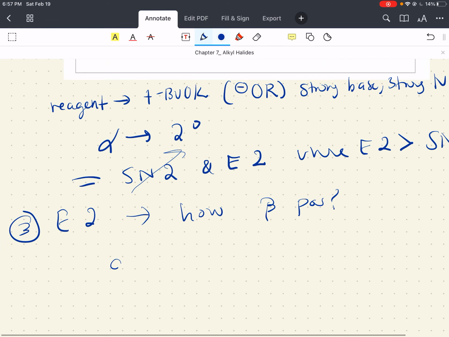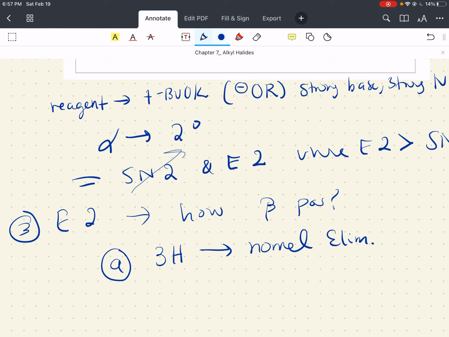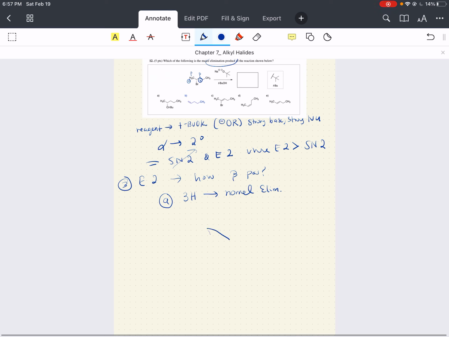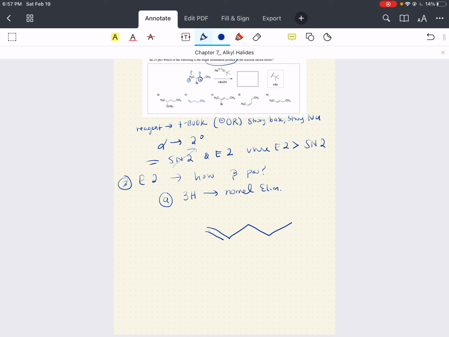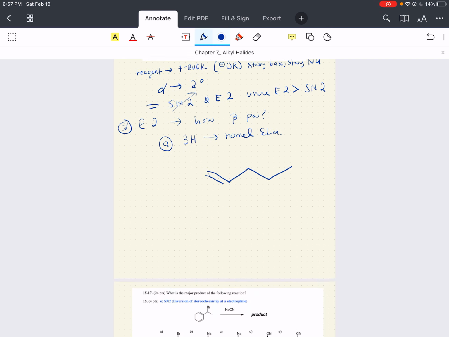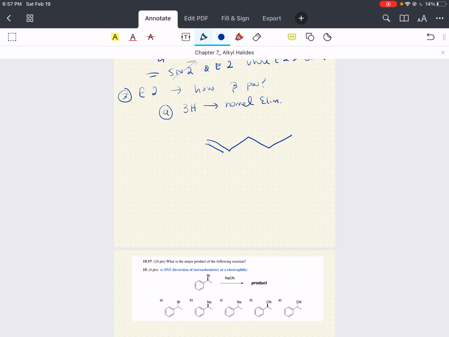Let's look at A. That beta position has 3 hydrogens, normal elimination with nothing to worry about. So we're going to draw what that looks like. That means we get a double bond right here between the alpha and beta position. And of course, our halogen leaves. Fantastic.